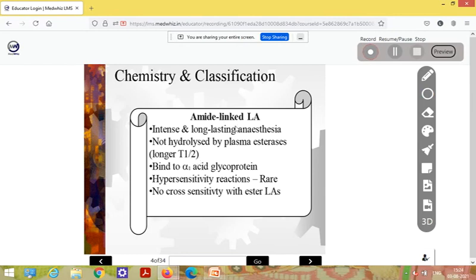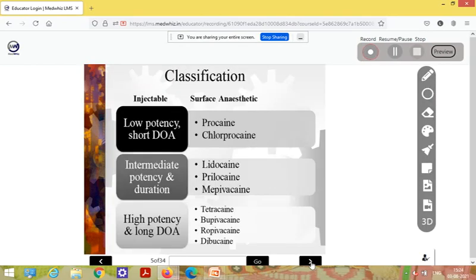And these amide linked drugs bind to the alpha 1 acid glycoprotein, and most importantly, something that gives them an edge over your ester linked local anesthetics is that hypersensitivity reactions are very rare, and there is no cross sensitivity with your other ester linked local anesthetics. That is the reason why we prefer amide linked drugs over your ester linked drugs.